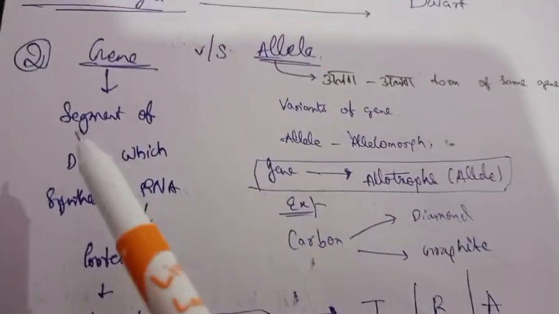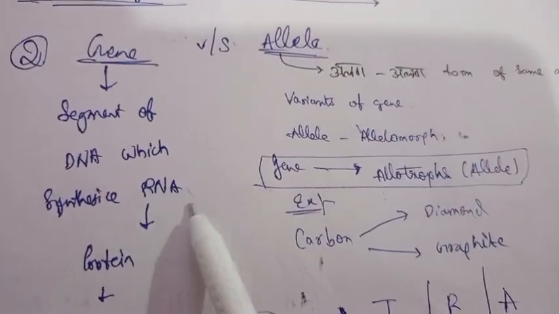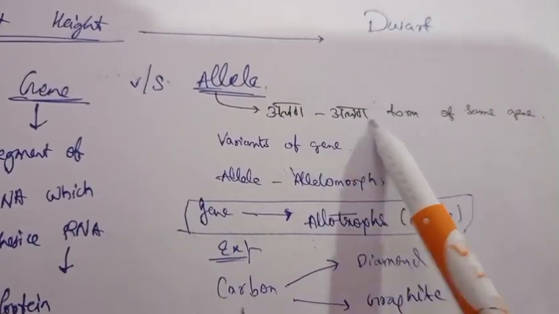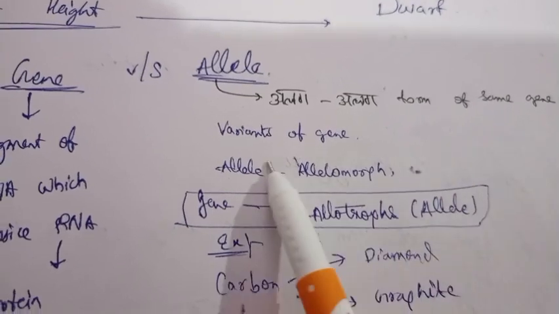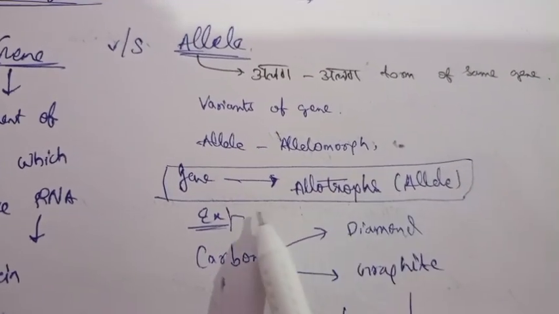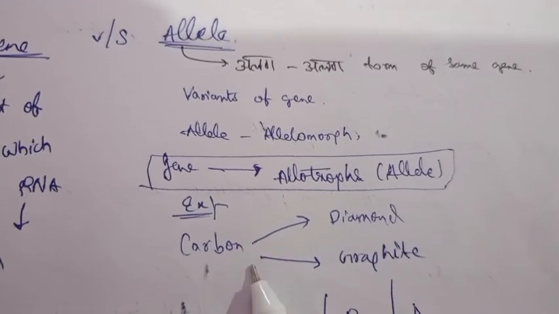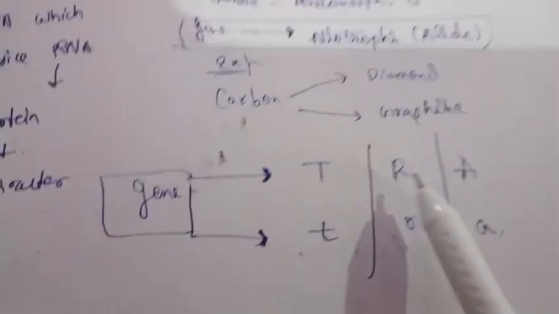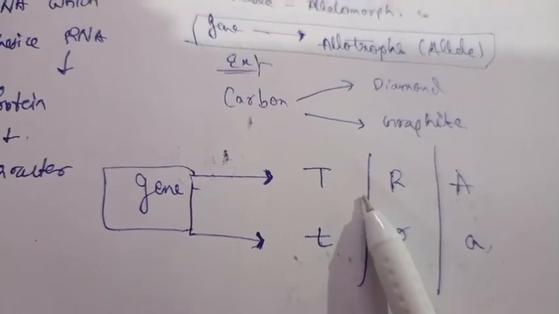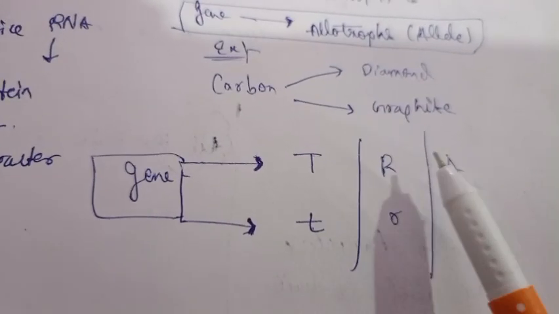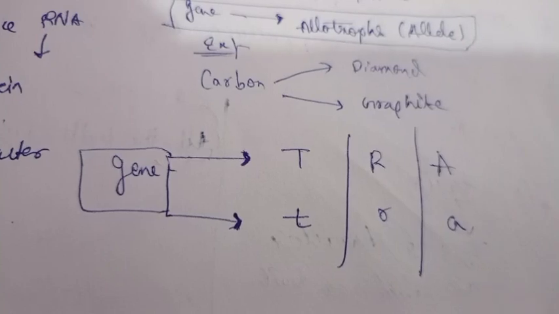Gene versus allele. Gene means a segment of DNA which synthesizes RNA, then protein, which gives the character. Allele means different forms of the same gene, a variant of the gene. Allele is also called allelomorph, like allotropes. Example, carbon allotropes are diamond and graphite. Gene alleles are capital T, small t, capital R, small r, capital A, small a.